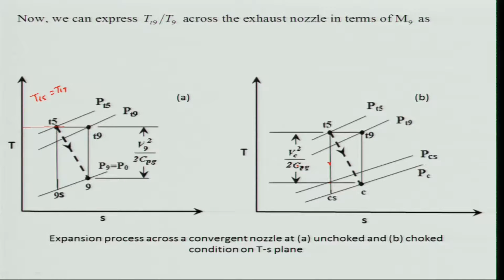Now, the main problem will come: how can we determine whether it is choked or non-choked? That means we need to determine that by considering whether the pressure ratio across the nozzle is less than or equal to the choked pressure ratio or not. If it is less than, then it is unchoked; if it is greater than or equal to, then it is choked.